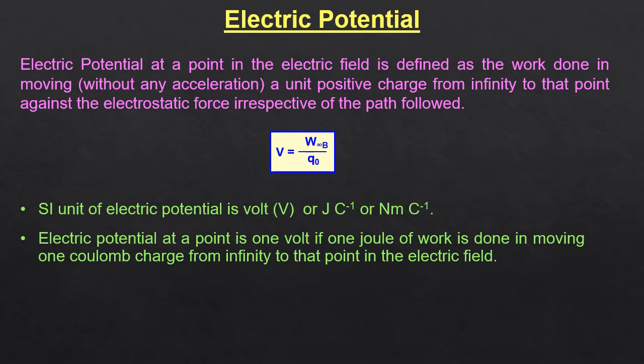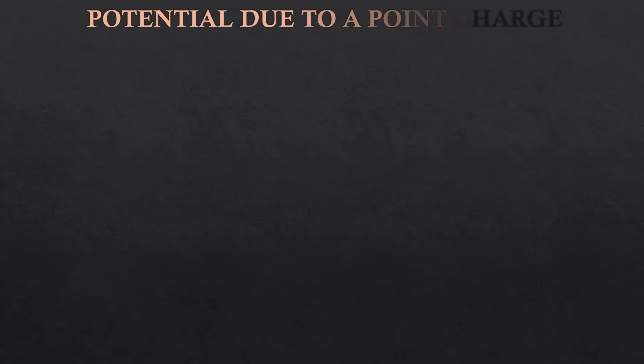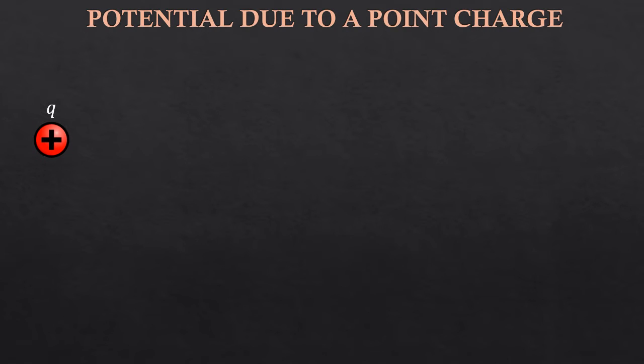Now, already we have seen that electric potential and potential difference are scalar quantities. That is their benefit. Electric potential at infinity we have taken to be 0. Now let's calculate the potential due to a point charge. For that purpose, we'll consider a point charge Q. Our aim is to find the potential at a point P, which is located at a distance r from the point charge Q. So we have to calculate the work done to bring a unit test charge from infinity to the point P against the electrostatic repulsion offered by the charge Q.